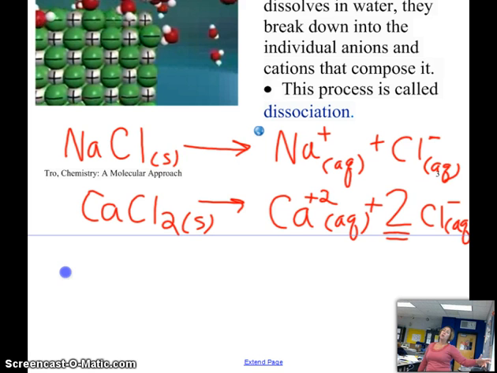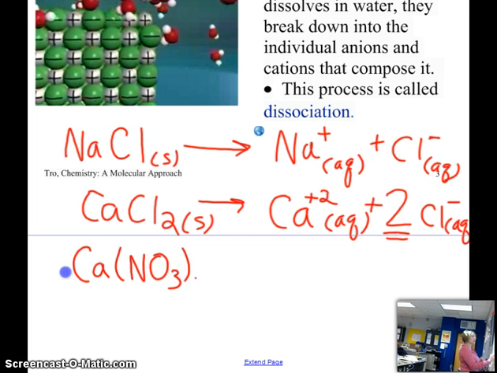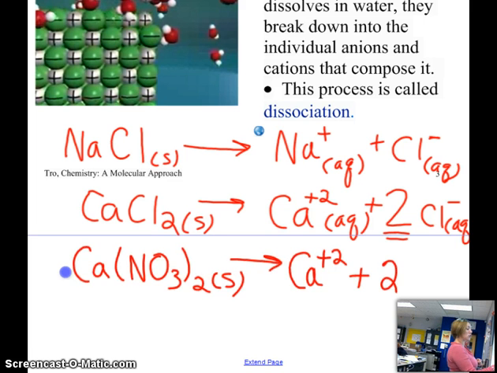So the subscript then becomes the coefficient, unless it's a polyatomic. Say we had Ca(NO3)2 dissociating. It would dissociate into calcium 2+ and then 2 nitrate ions. Okay? So the polyatomic doesn't break apart, but however many of that you have becomes then the coefficient. Okay?